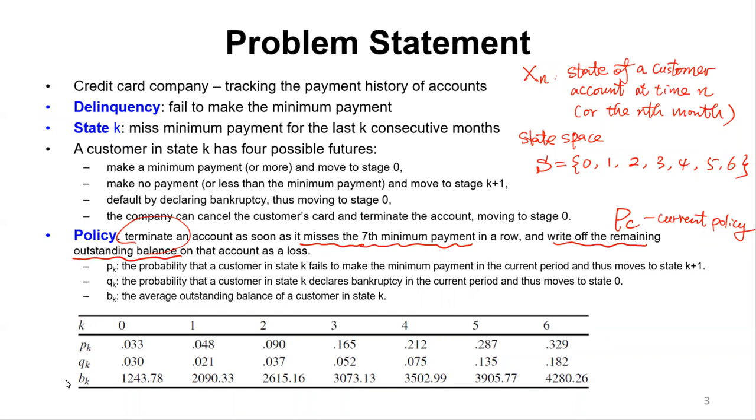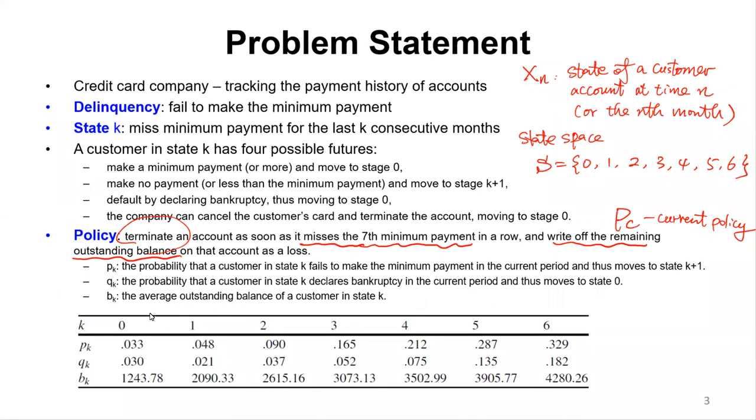The probability p_K, as shown in this table, is extracted from the historic data. p_K is the probability that a customer in state K fails to make the minimum payment in the current period and then moves to state K plus 1. For example, this one is 0.033. This is the probability to fail to make the minimum payment and then move to state 1. In state 1, he has already missed one month's minimum payment. Then with probability 0.048 he moves to state 2.